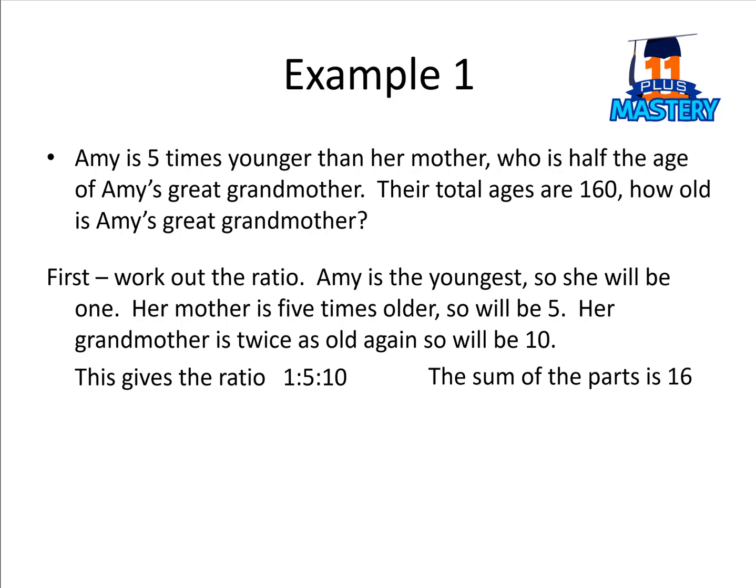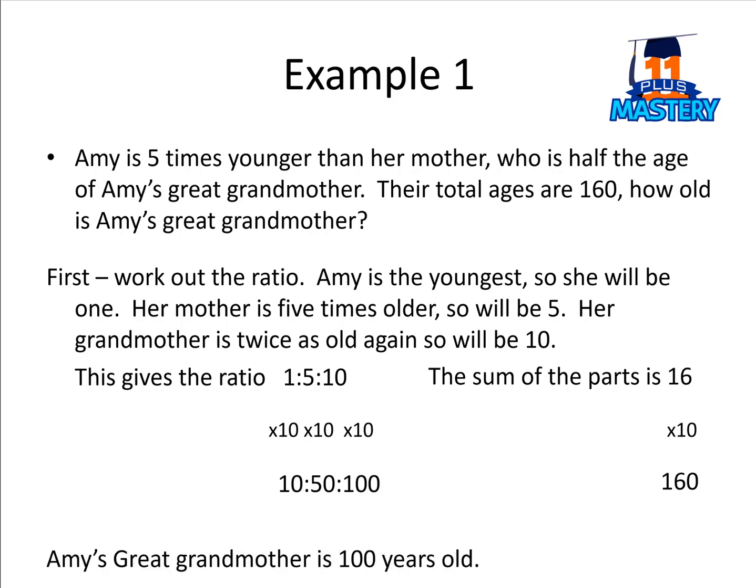The sum of the parts is 16. 1 plus 5 plus 10 is 16. We know the total number of ages is 160. To go from 16 to 160, I multiply by 10. So I need to multiply each number in the ratio by 10. This gives me 10 to 50 to 100. Amy is 10, her mother is 50, and her great-grandmother is 100. So her great-grandmother is 100 years old.